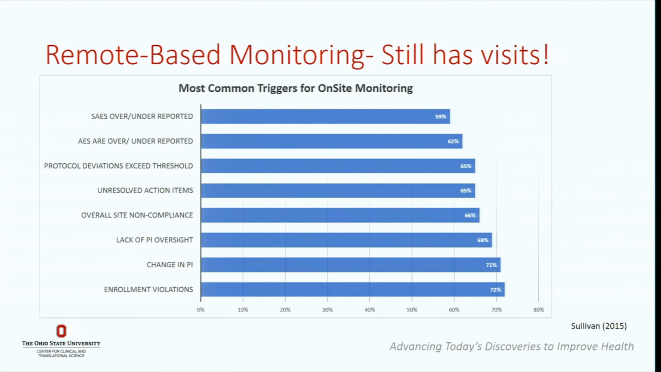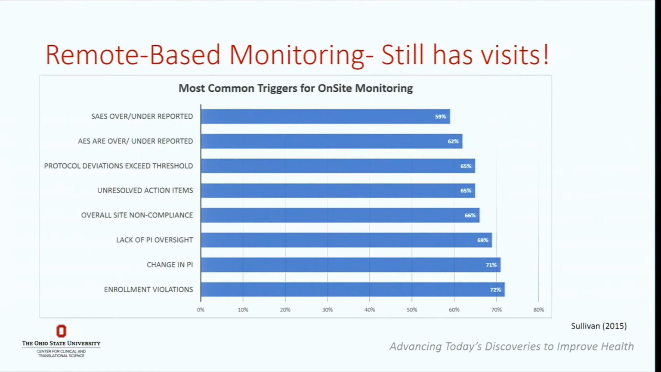So common triggers that will make them show up at your site are enrollment violations, change in PI, lack of oversight, apparently, overall site noncompliance. We had one site at a very famous academic medical center, not this one, who told the IND coordinating center, which was at another great academic medical center, not this one, we've been doing this for years. We know everything. You don't need to come do a site initiation visit. We don't need that. I'm like, step it up.